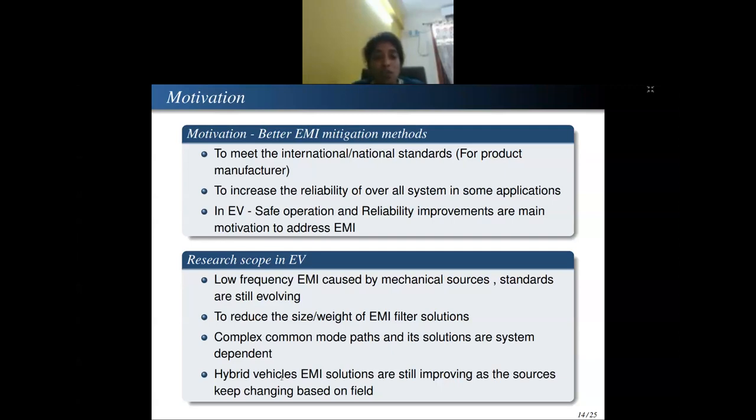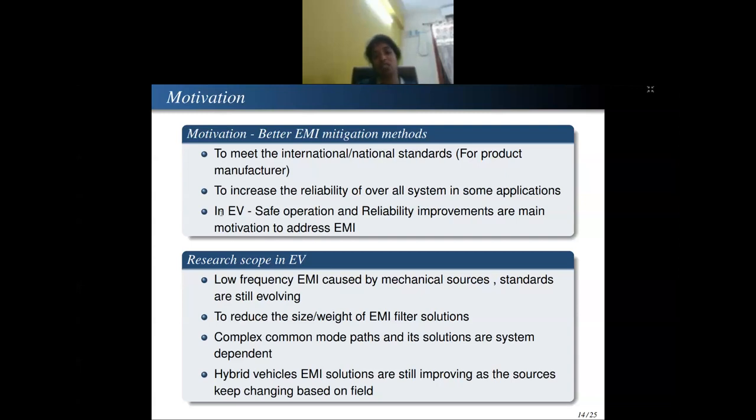So in electric vehicles, we look at this from two perspectives. One is for safe operation. Yes, this is very important, correct? You don't want to get into accidental modes of operation, correct? Another thing is reliability improvement. You buy an electric vehicle, you don't want to leave it for frequent repair and maintenance, correct? So reliability has to be important. For these two reasons, we have to address EMI in electric vehicles.